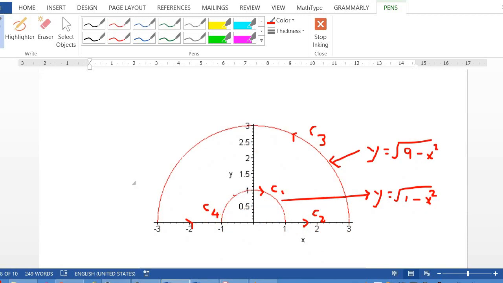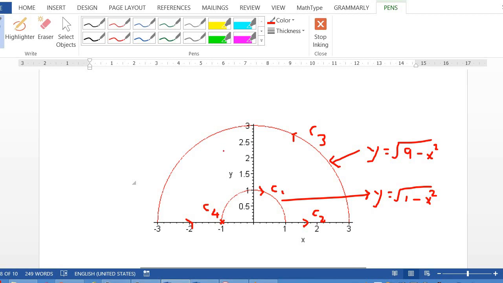Let's see, we view it here. The curve y equal to the square root of 1 minus x squared is C1, traversed anti-clockwise, then we move to C2 on the x-axis, then C3 along the curve y equal to the square root of 9 minus x squared, until the point x is negative 3, then it traverses along the x-axis again, C4. So it forms a simple closed curve.